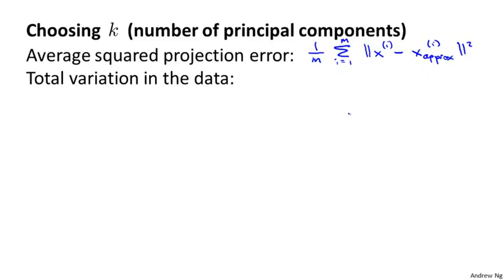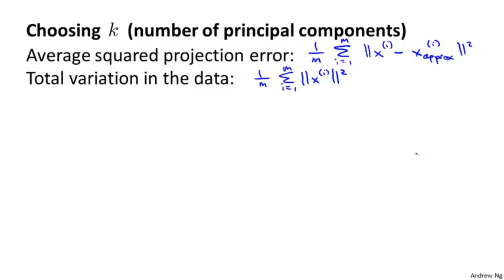Also, let me define the total variation in the data to be the average length squared of these examples x i. So the total variation in the data is the average over my training set of the length of each of my training examples. And this says, on average, how far are my training examples from the vector of all zeros. So how far on average are my training examples from the origin.